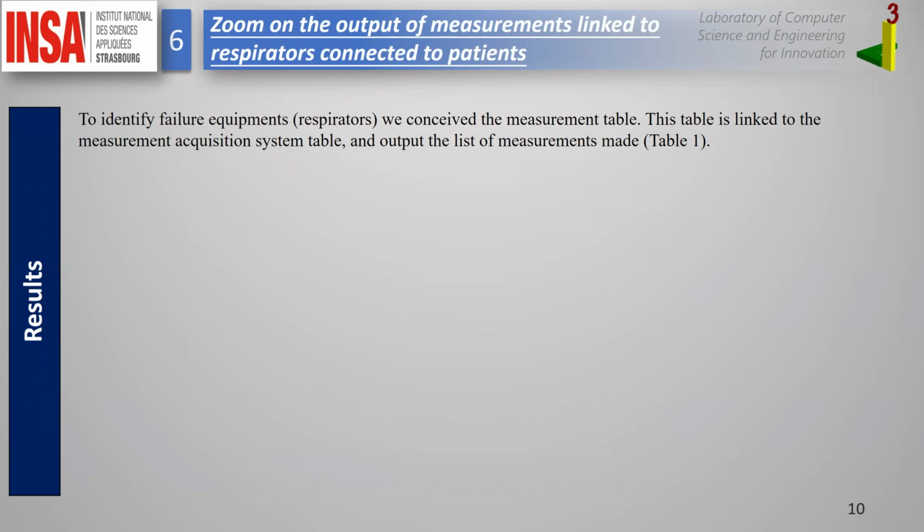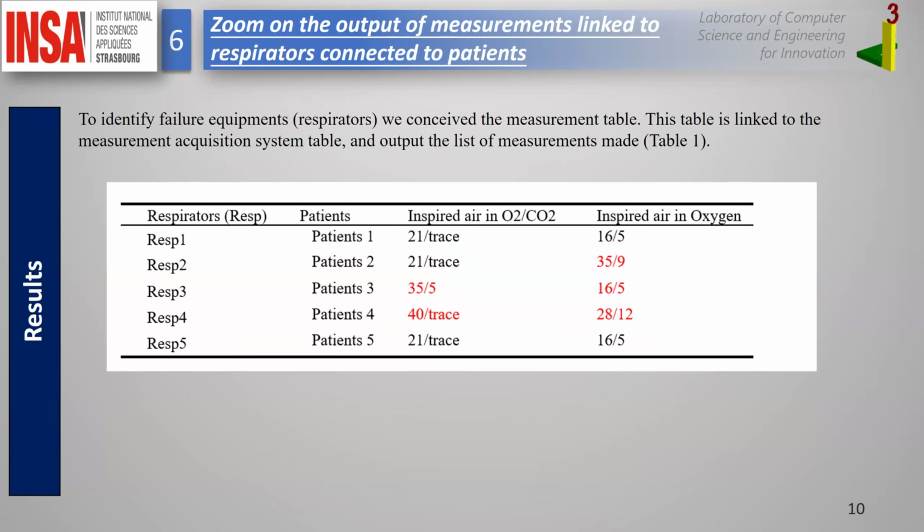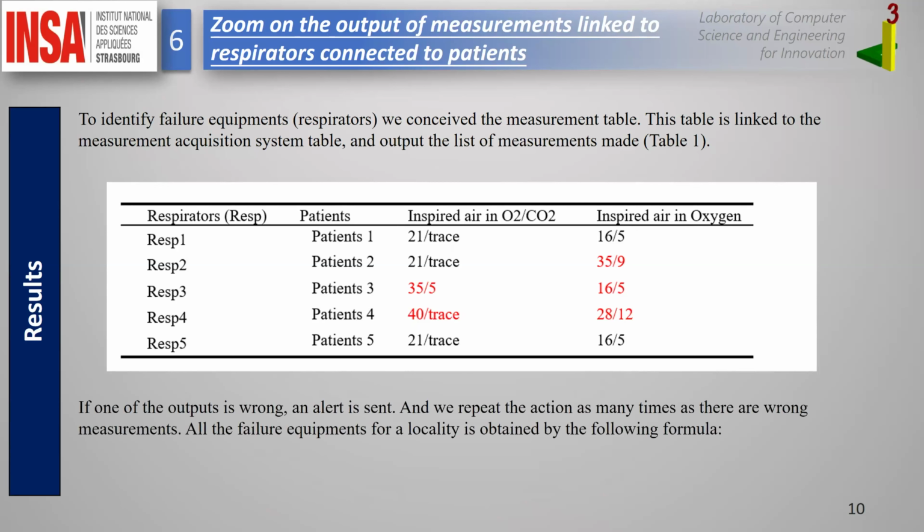To identify further equipment, we conceive the measurement table. This table is linked to the measurement acquisition system table, and outputs the list of measurements made. In this table, we have the respirator, one column for a different question, and another column for the inspiration air in oxygen. We have a different respirator for each patient, and after that, we have in the right column inspirated air and expirated air.